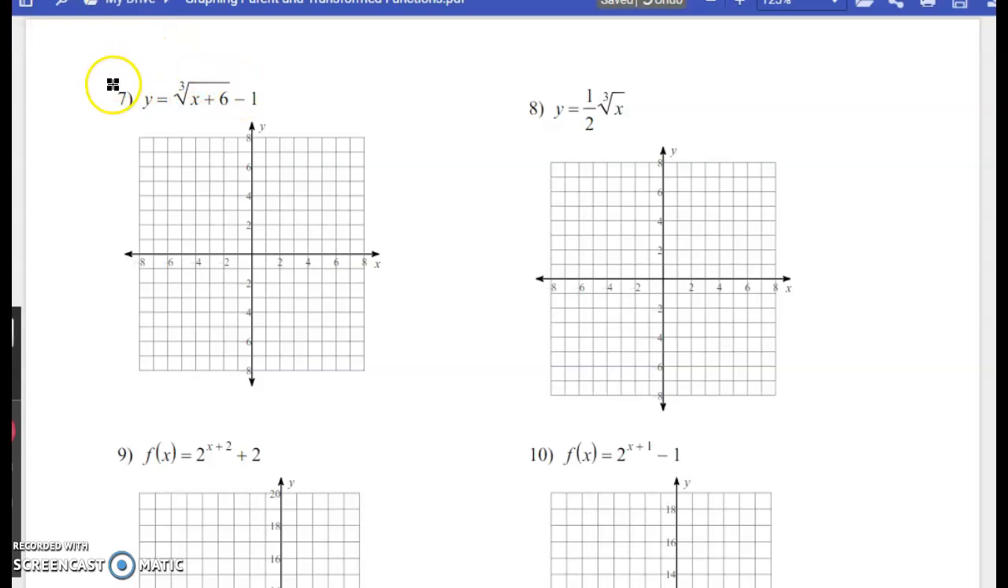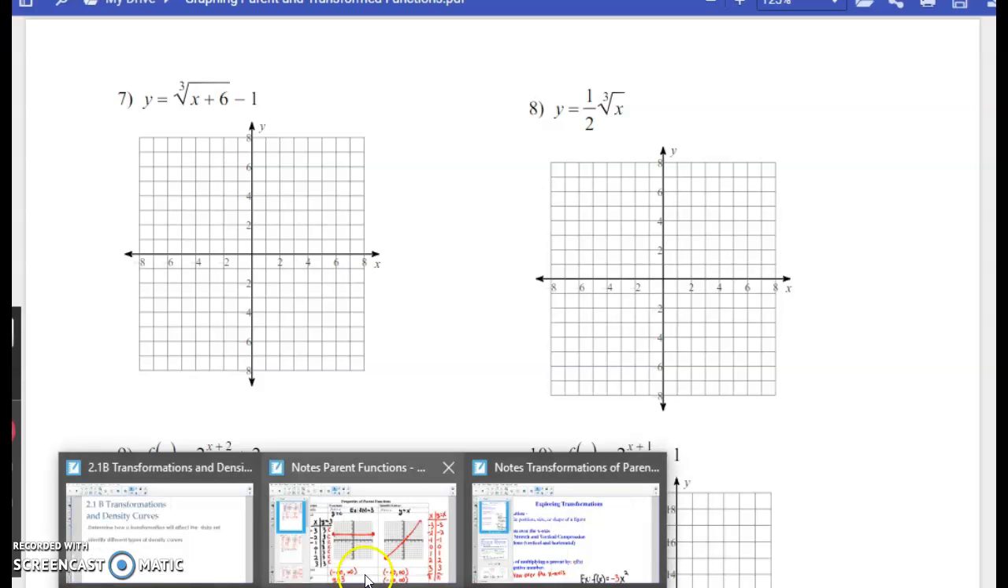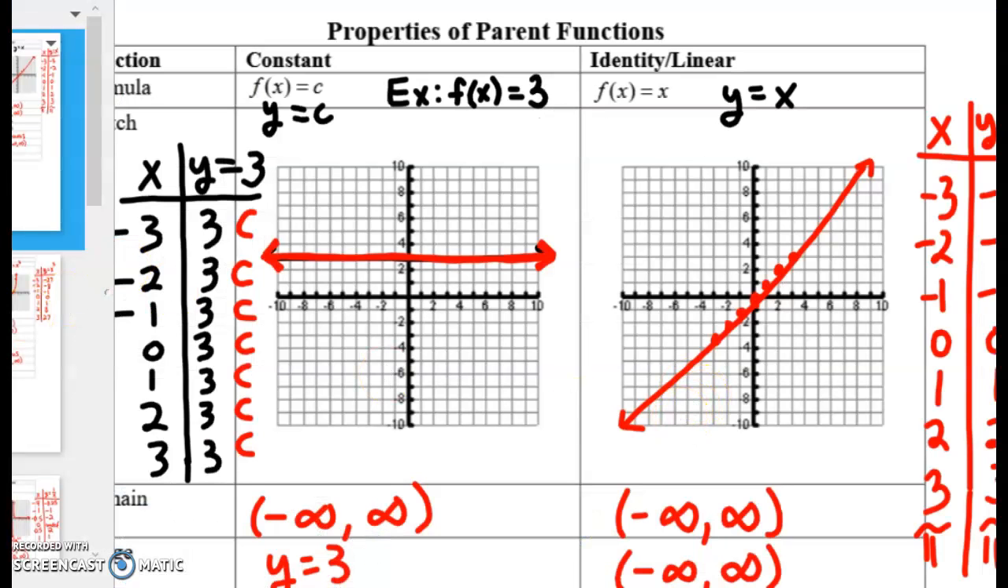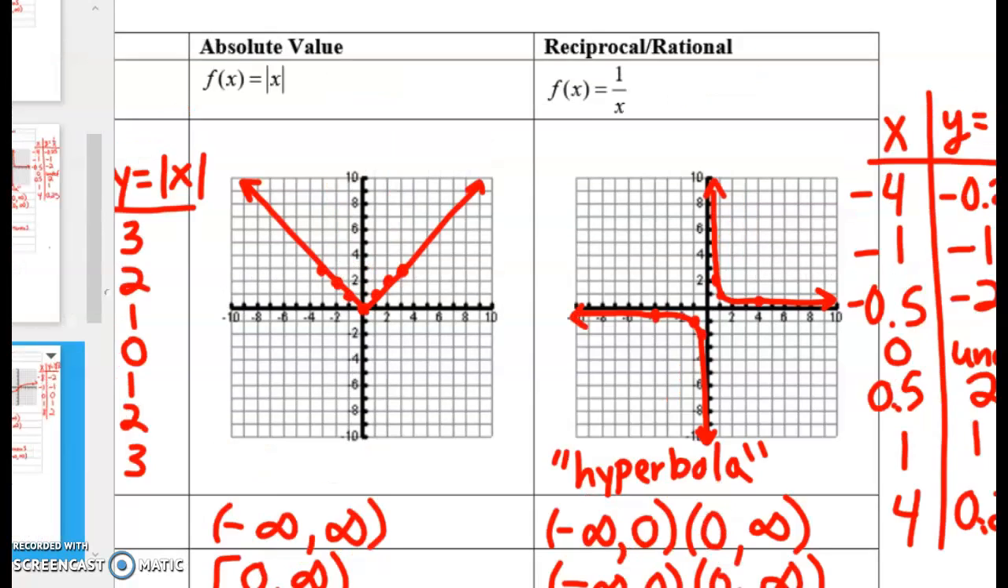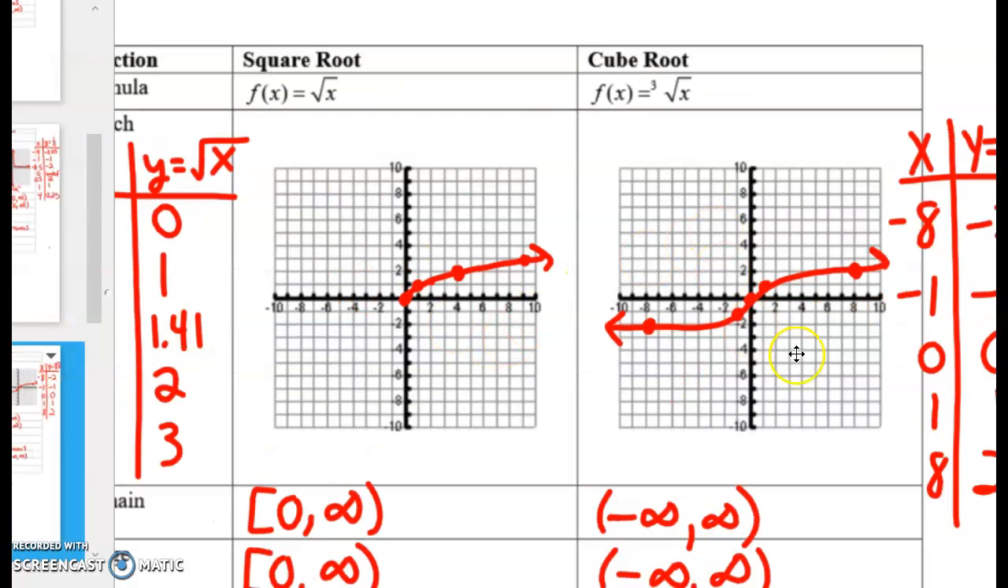So in number 7, we're going to pick up, and we start off by looking for the parent function. And I noticed this cube root. So that cube root is telling me the parent function is cube root of x. And to figure out the graph of the parent, because I'm asked to graph it, I can go back to my notes from class and look for that cube root. There it is. So here's my cube root parent here on the right.